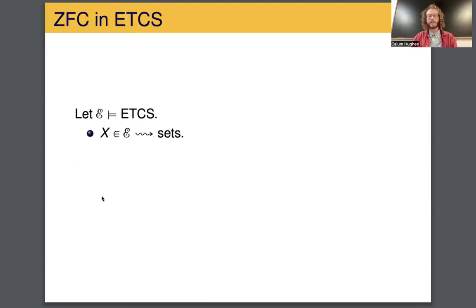And the point is that we can develop ZFC internally to a model of the elementary theory of the category of sets. So we think of our objects of this category E as our sets. We think of morphisms from 1 to X as elements of X.